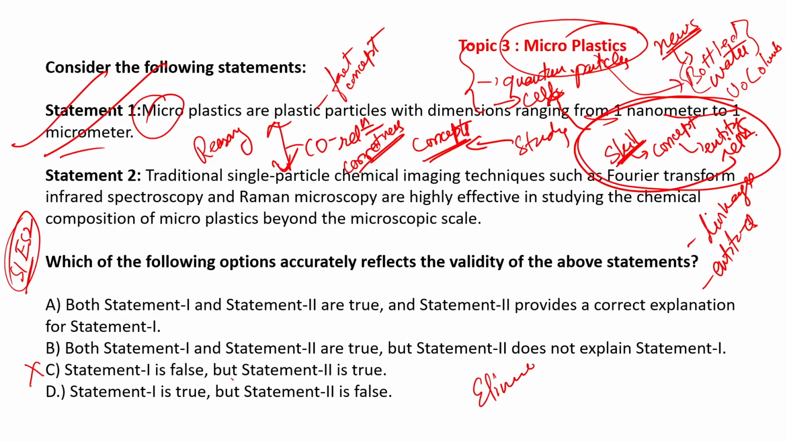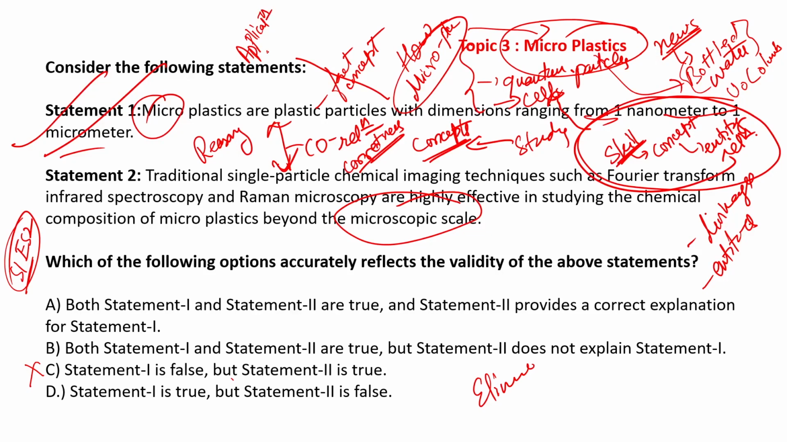Now let us look at the second statement. Traditional single particle chemical imaging techniques such as Fourier transform infrared spectroscopy and Raman microscopy are highly effective in studying the chemical composition of microplastics beyond microscopic scale. How microplastics are studied is a part of the topic of microplastics and the application part in science and technology, which is mentioned in the syllabus.